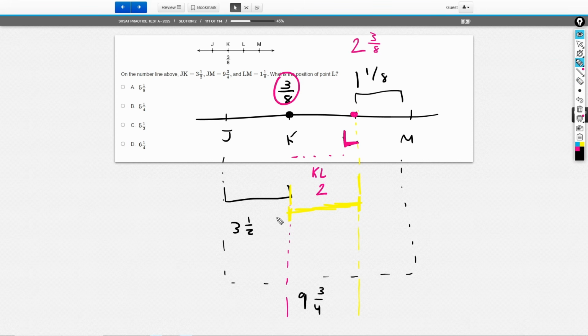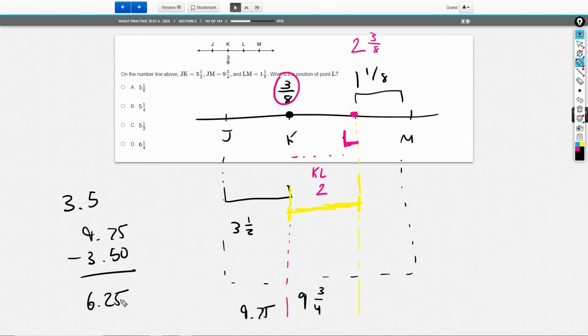You can keep it as a fraction if you want. I just want to do this quickly and go to bed. So here we have 3.5. 9 3/4 is 9.75. So 9.75 minus 3.50, that's going to be 6.25. Yep, that makes sense. So now the distance between K and M is what we found. So we essentially took this out of the equation. We subtracted this point away. So now, instead of the distance from here to here being 9 3/4, we know the distance from this point to this point is 6.25, or 6 1/4.